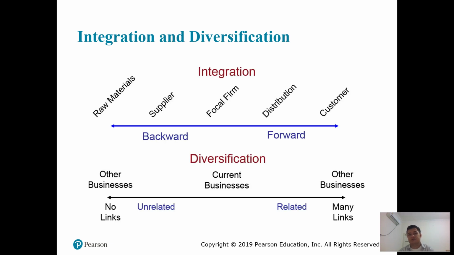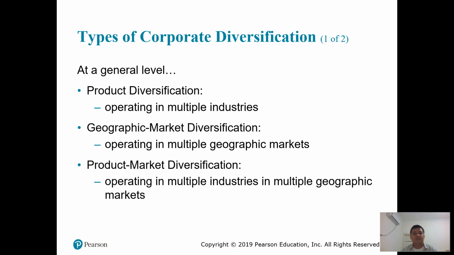So integration and diversification. For integration, we know backward and forward integration, right? Raw material suppliers, focal firm, distribution, and customer. As I asked you in the previous lecture, the focal firm is the central firm. Now, what is diversification? Unrelated diversification has no links between products or services, meaning they are other businesses, while related diversification has many links, even though the businesses might be different.